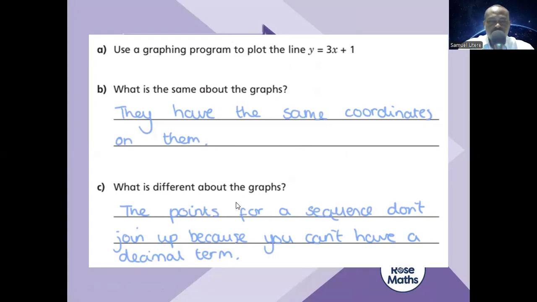And then what is different about the graphs? Well, the points for a sequence don't join up, because remember, in sequences, we're only interested in whole numbers. We're not working with decimals. But in graphs, we can have decimals. All right, let's move on.